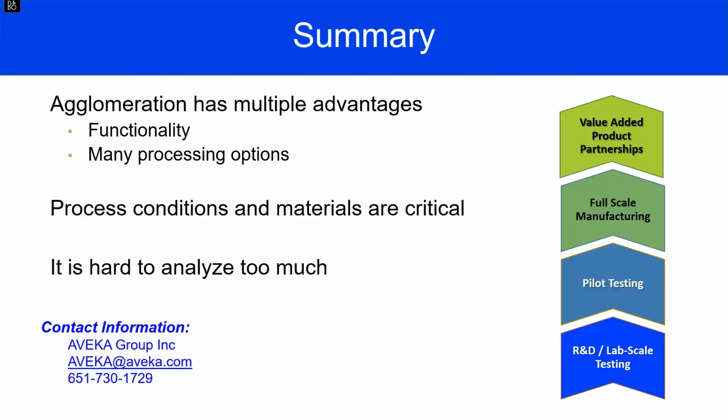So ending up, I would say that agglomeration has lots of advantages. There's functionality, whether it's wettability or density or flow. These are incredible techniques for changing all these processes. You have many processing options. I talked about 3 today. I mentioned 4 or 5 others. There's much to consider in this area.